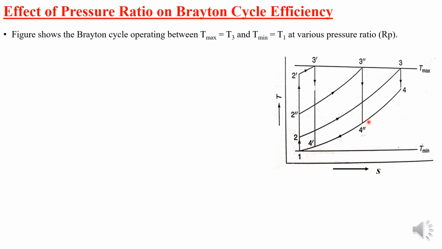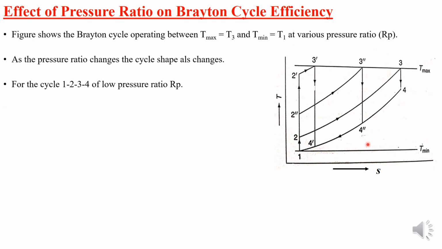Next, if we increase the pressure ratio, 4 is reduced to 4 double dash, that means 4 double dash temperature is less than 4, and heat rejection decreases, and for 4 dash again it is decreased. So the average heat rejection also decreases if you increase the pressure ratio. You can check over here. As you increase the pressure ratio, the heat addition keeps on increasing, whereas heat rejection keeps on decreasing. Now we will check the heat addition process.